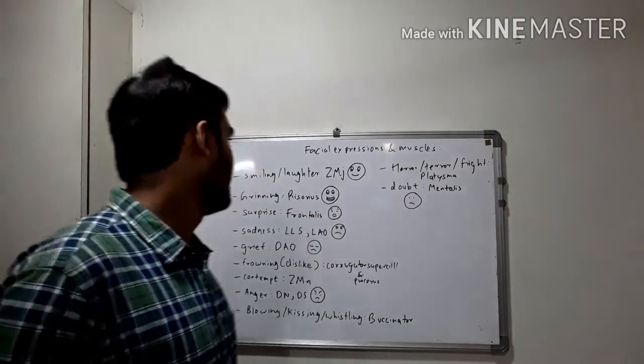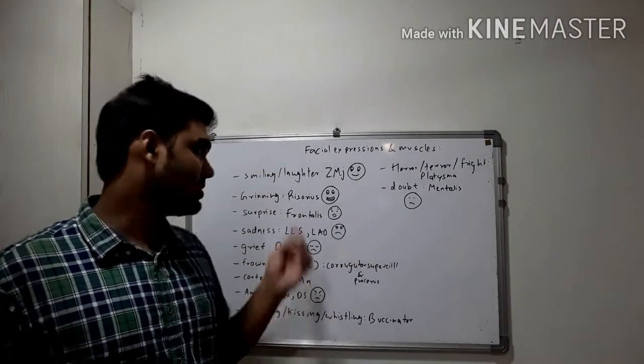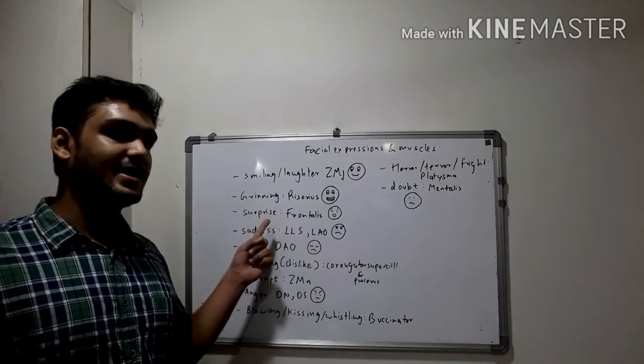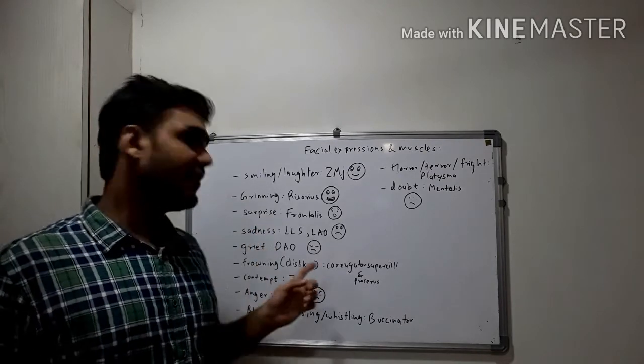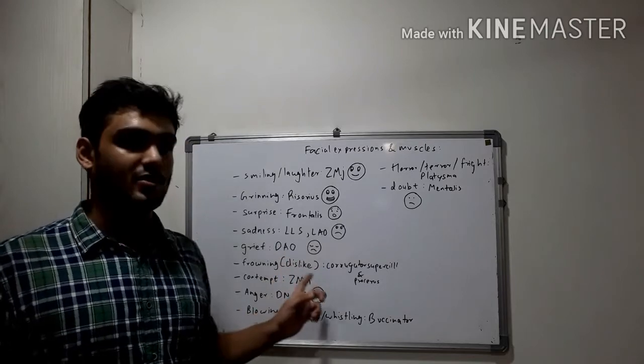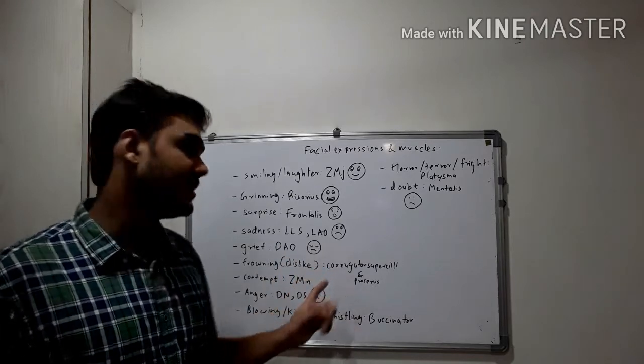So I'll repeat again. The muscle of smiling or laughter is zygomaticus major. Of grinning is risorius, surprise is frontalis. Sadness is levator labii superioris and levator anguli oris. Grief is depressor anguli oris. Frowning or dislike is procerus and corrugator supercilii.